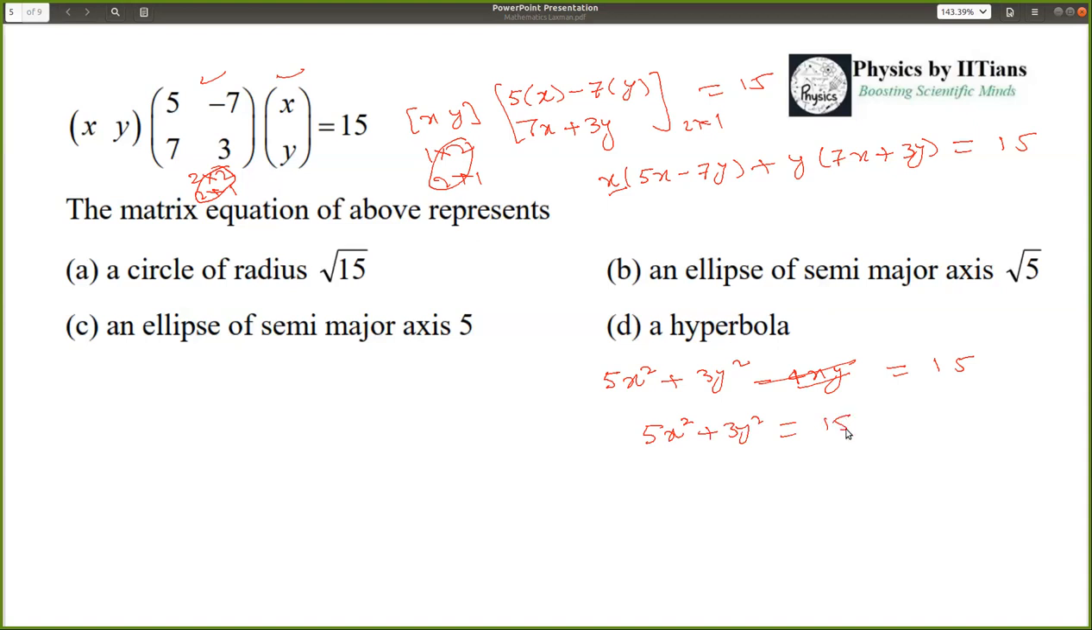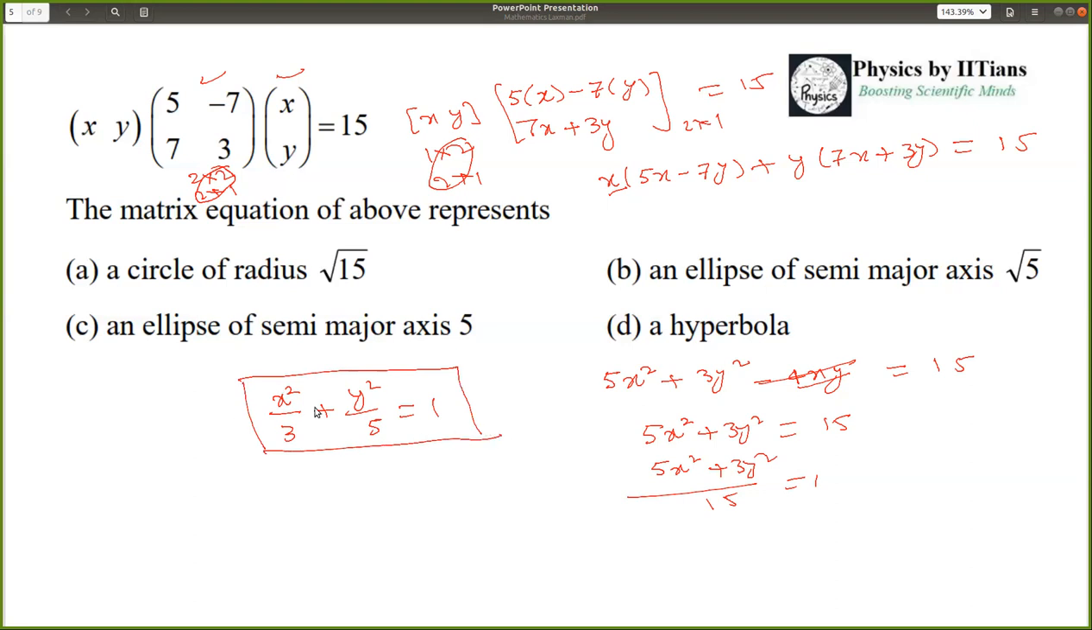If you put this 15 in the denominator, you will get 5x square plus 3y square divided by 15 is equal to 1. And you can further simplify this. So you will get x square by 3 plus y square by 5 is equal to 1. So this is your equation of an ellipse. You know the equation of ellipse?